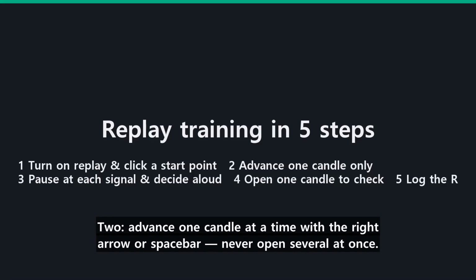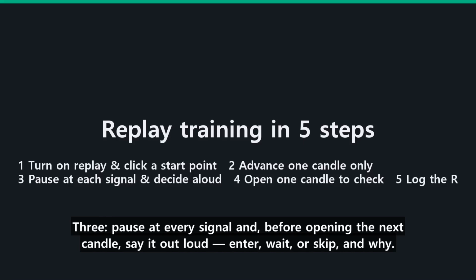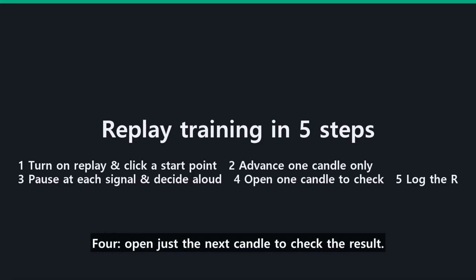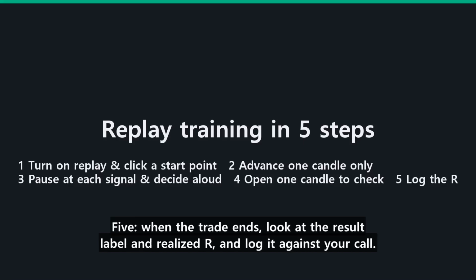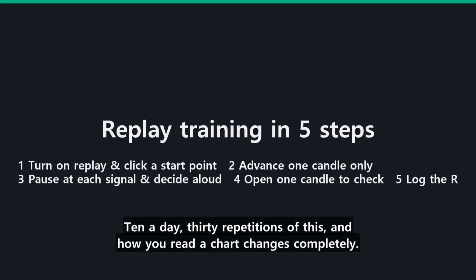3. Pause at every signal, and before opening the next candle, say it out loud: enter, wait, or skip, and why. 4. Open just the next candle to check the result. 5. When the trade ends, look at the result label and realized R and log it against your call. 10 a day, 30 repetitions of this, and how you read a chart changes completely.